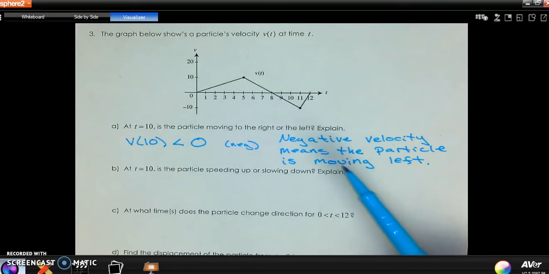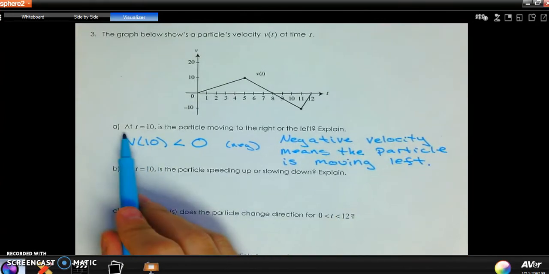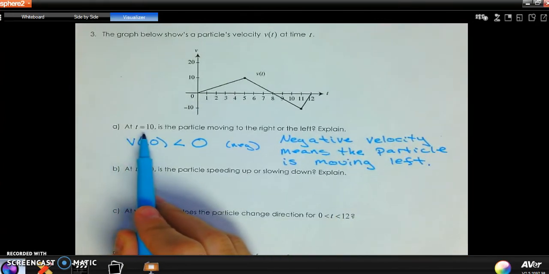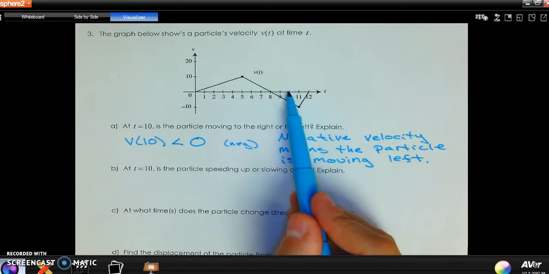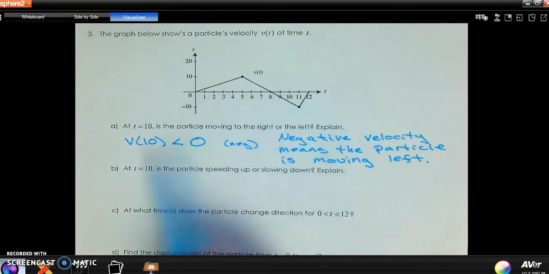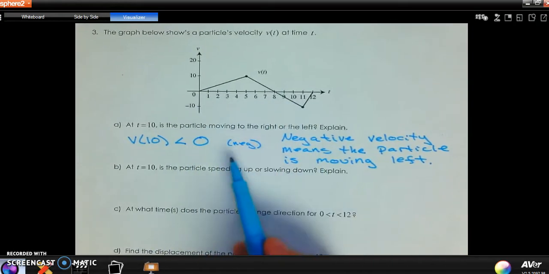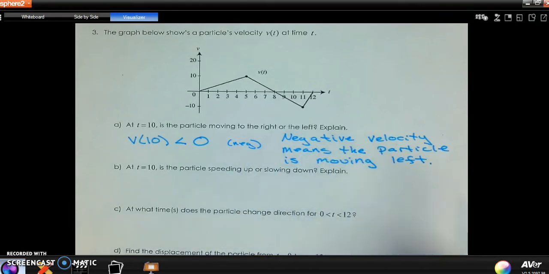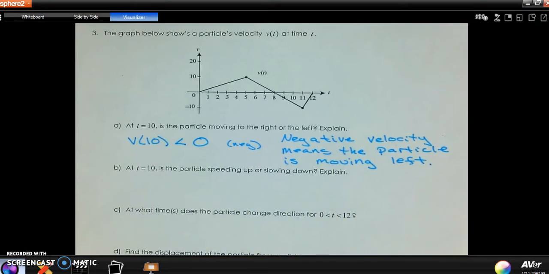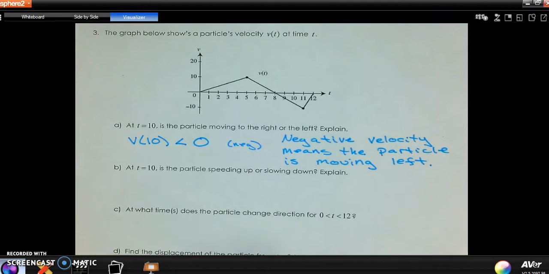That's what's happening here. So it's asking me first about t equals 10. So at t equals 10, here's time 10. You'll notice here the velocity is negative, so the velocity is less than 0. I don't know exactly what it is. It looks like it might be about negative 10 or so, but in any case, it's negative. So a negative velocity means that the particle is moving to the left. Now it's asking me at 10, is it speeding up or slowing down?